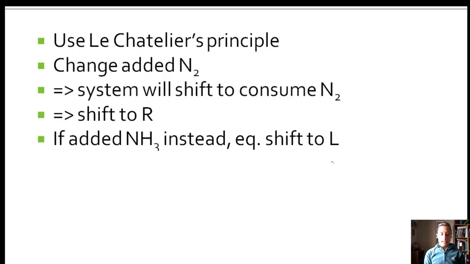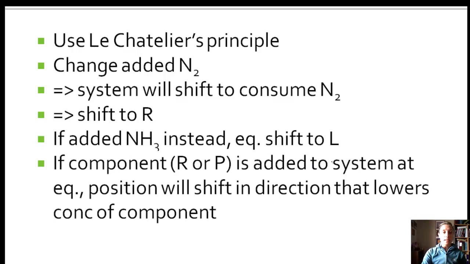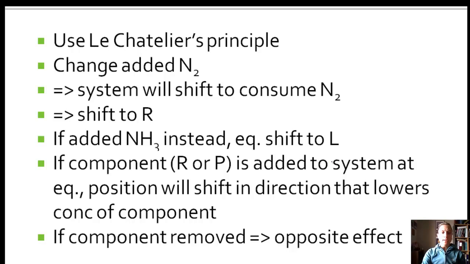And if we added ammonia instead, so if we added a product, the equilibrium would shift to the left. So it's trying to reduce the change, whatever direction that is. So in general, if a component, either a reactant or a product, is added to a system already at equilibrium, the position will shift in the direction that lowers the concentration of the component. So we added a reactant, it shifted to the right. We add a product, it shifts to the left. It's trying to reduce the concentration or reduce the change.